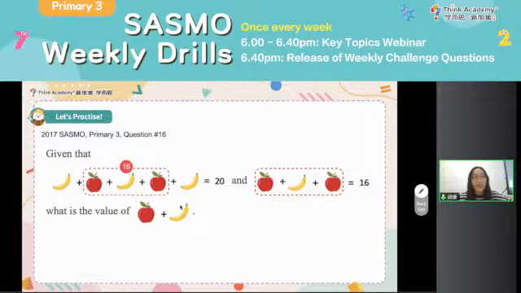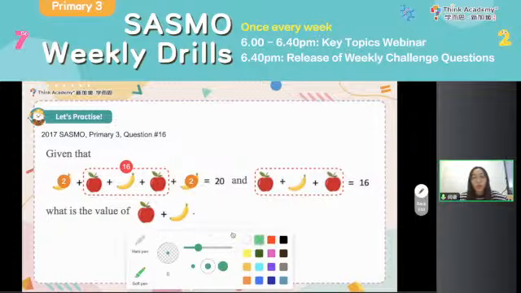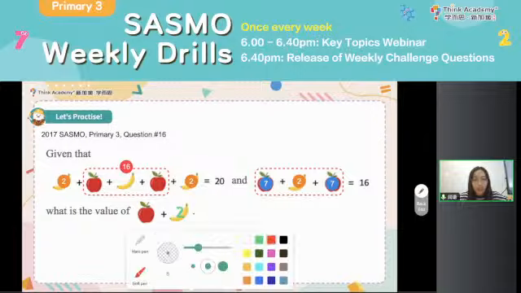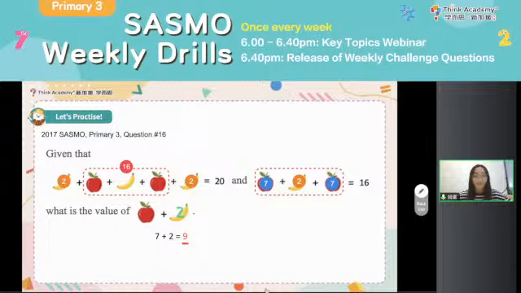So following this, you can see that 16 plus banana equals 20. So the value of 1 banana should be 2. Can we just say my final answer is 2? No, because you also need to figure out the value of 1 apple. So let's label this as 2. And what is the value of 1 apple? Correct, 1 apple is 7. Then altogether, the final answer should be 7 plus 2, so the answer is 9. Here you can check. Easy, right?